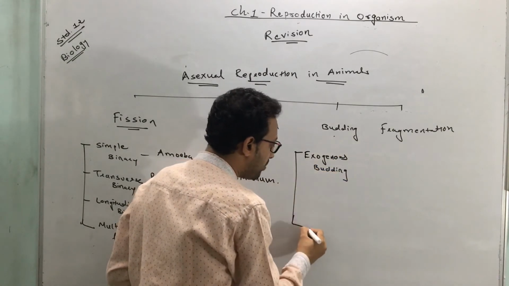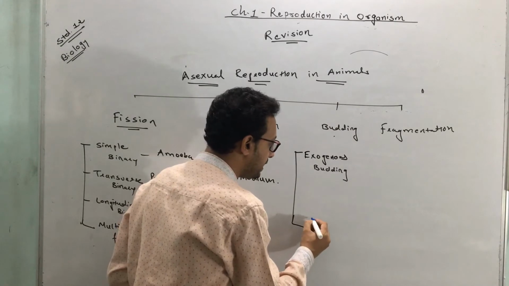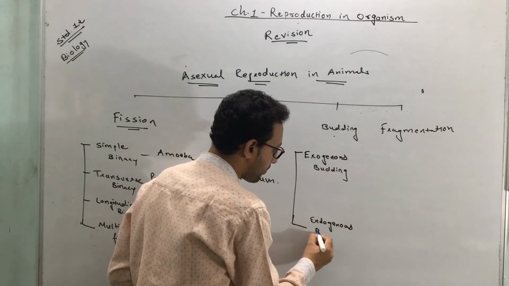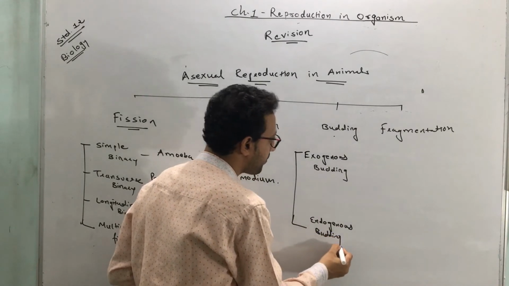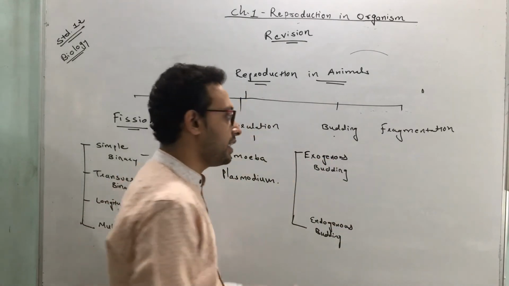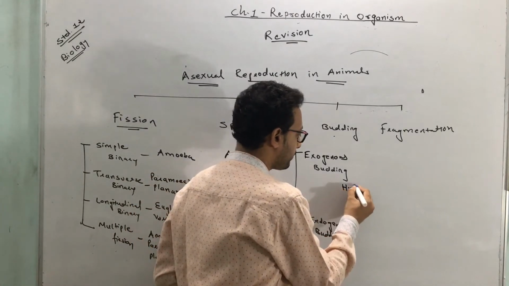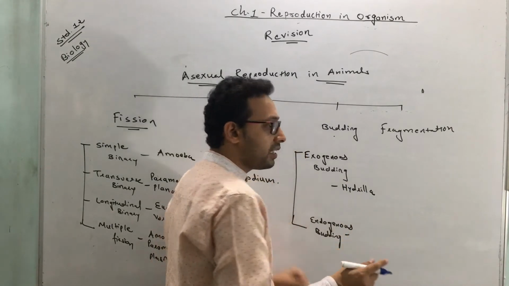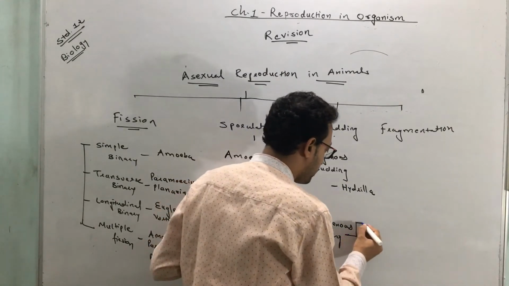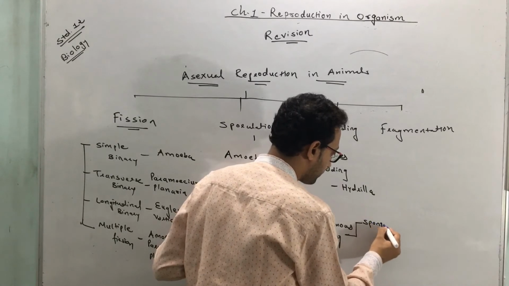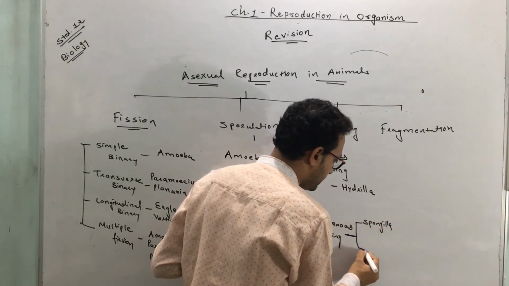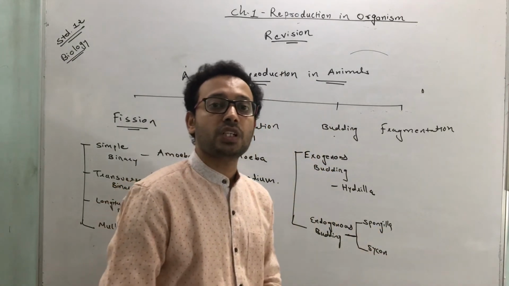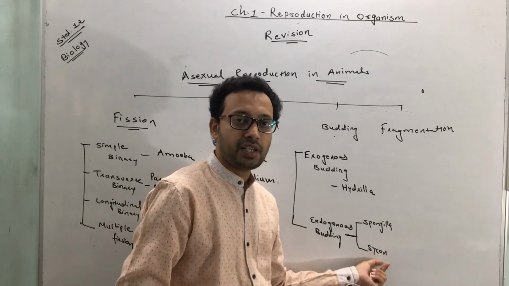And it may happen that the bud, or the group of cells or mass, develops inside the body, which we call endogenous budding. The example of exogenous budding is observed in Hydrilla. And for endogenous budding, there are 2 examples. First is Spongilla, and the second one is Cycon. Spongilla is a freshwater sponge, and Cycon is a marine sponge.